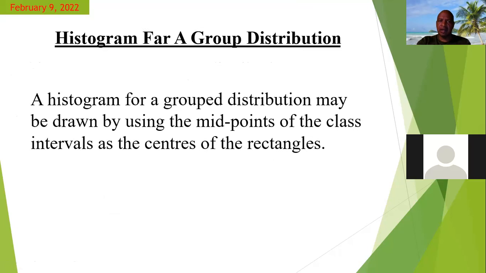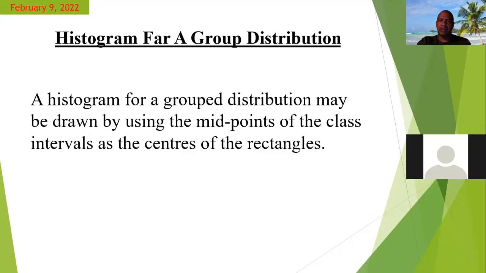All right, so we say that a histogram for a group distribution may be drawn by using the midpoint of the class interval as the center of the rectangle. And if you remember, with the frequency distribution, the midpoint of the class interval is simply, you're just adding the two limits of the class and then dividing by 2. So you're adding the upper limit with the lower limit and then you divide by 2. That's how you find the class midpoint.